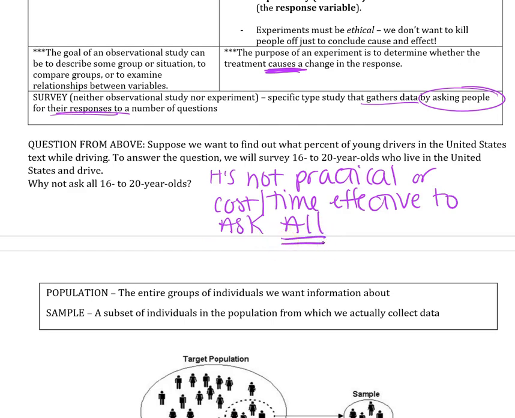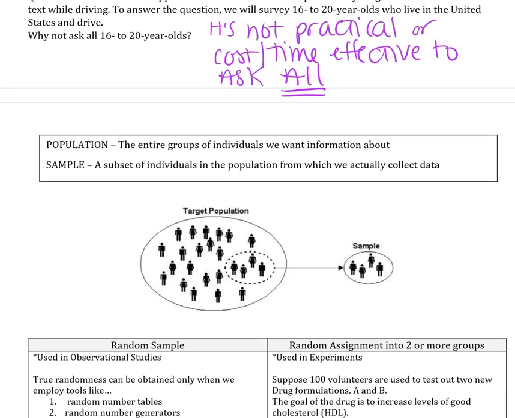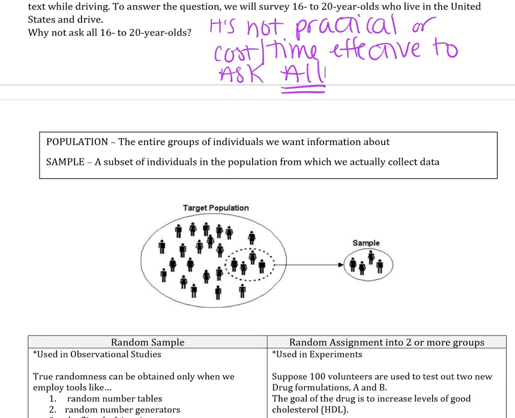Okay, and that leads us into the next page. We talk about population versus sample. A population is the entire group of individuals that we want information about. So in the question about texting and driving, that would be all the 16 to 20-year-old drivers in the United States. Now, it's not very practical or time or cost effective to ask every single one of them, but I can ask a sample of them. A sample is a subset of individuals from the population for which we actually collect the data.